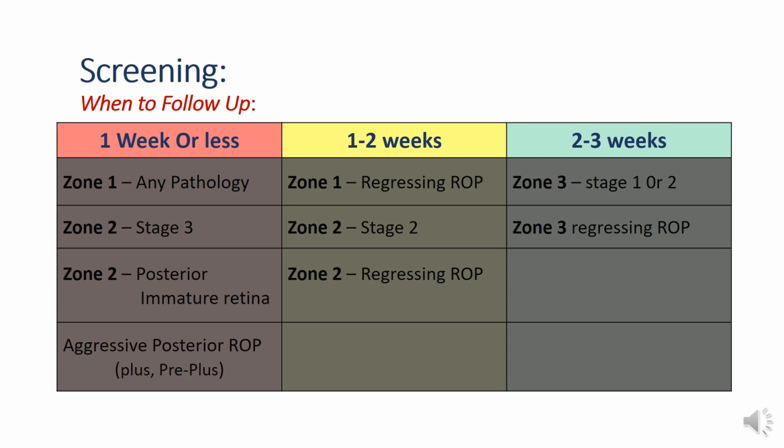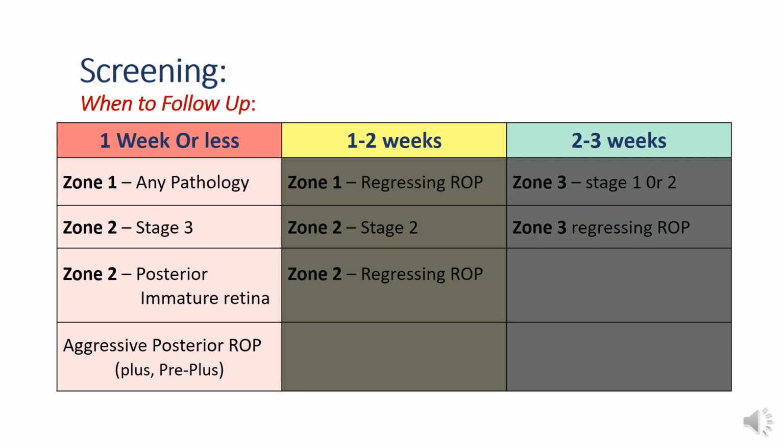When do we do our follow-up examination and screening? After we see the patient at the initial screening, if we have a pathology in zone 1, then we do our next follow-up after 1 week or less. If we have a pathology of stage 3 in zone 2, we still do our follow-up after 1 week. Also, posterior immature retina and aggressive posterior ROP merits the follow-up in less than 1 week.